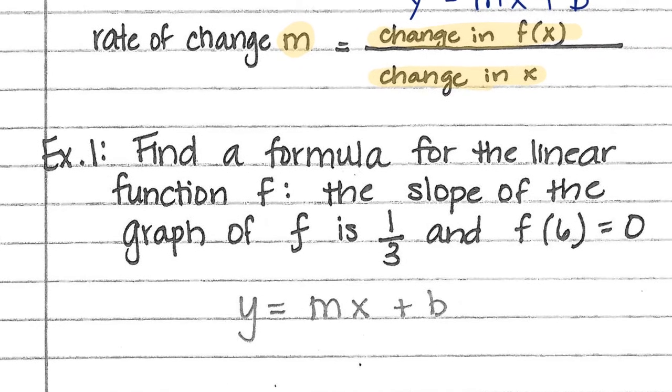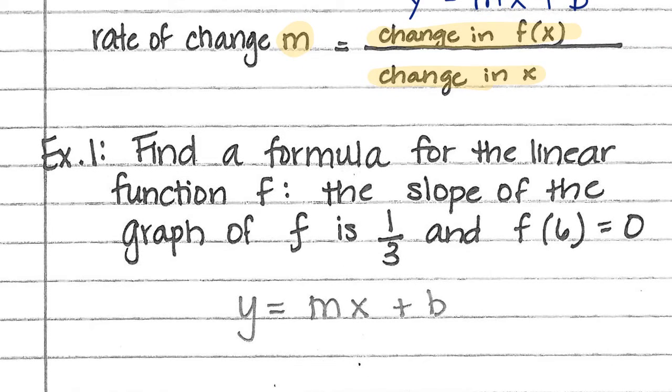So they say, find a formula for the linear function f. The slope of the graph of f is a third. And then they give us this random point. So we know that 1/3 is my slope, so I can put that in for my slope. And then they give us this point. Well, this point is saying when x is 6, y is 0. So what did they give us right here? They gave us the x-intercept.